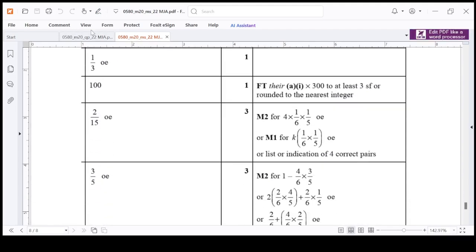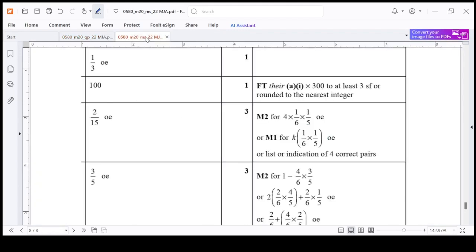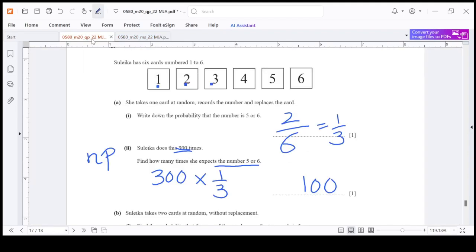It is. Okay. Suleika does this 300 times. How many times does she expect the number 5 or 6? Now you have to use the formula n times p. n is this number 300 and p is the probability we got earlier, which is 1 by 3. So the answer is 100 times, which is correct.